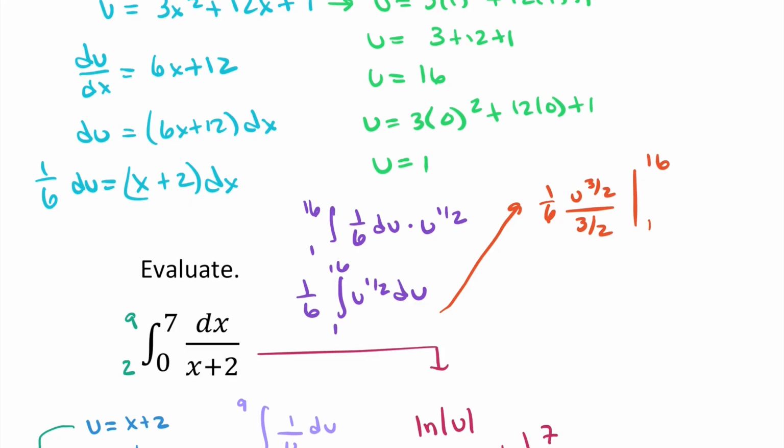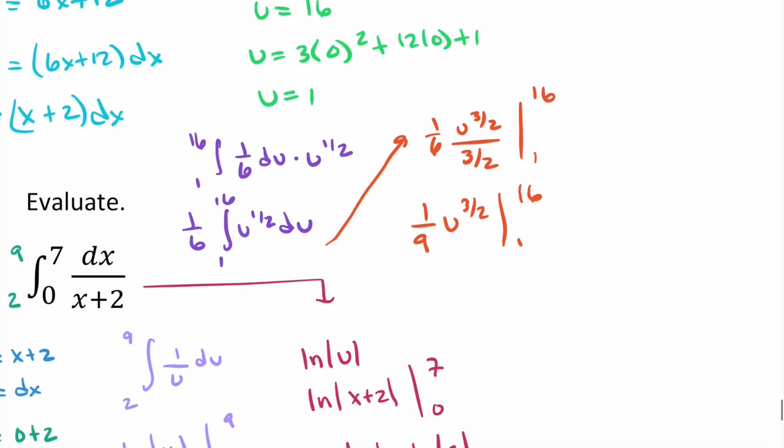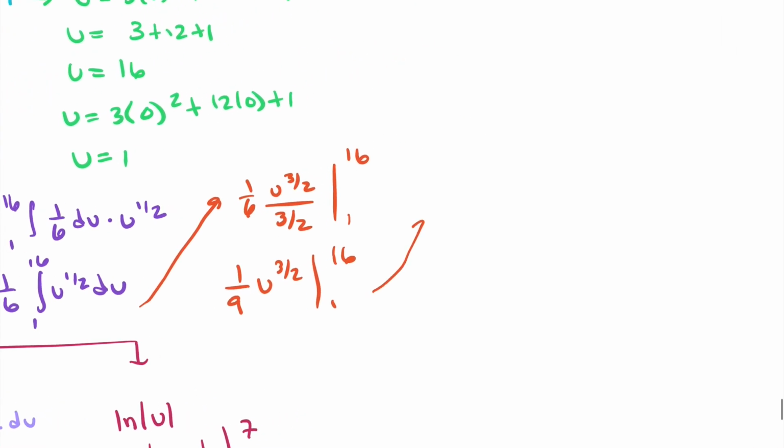Divided by 3/2 will be times 2/3. That's going to be 2/18 or 1/9. So it's going to be 1/9 u to the 3/2. And look at my numbers, 1 and 16. That's really nice. We're going to do 1/9 the square root of 16 cubed.